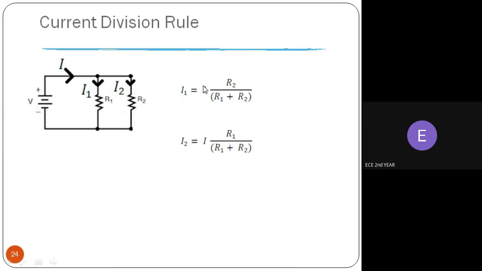So I1 is equal to I into R2 divided by R1 plus R2. The opposite resistance for R1 is R2, so R2 divided by the total resistance R1 plus R2. Similarly, I2 can be calculated with the total current I. The opposite resistance of R2 is R1, divided by the total resistance R1 plus R2. So this is the current division rule among the parallel circuit.